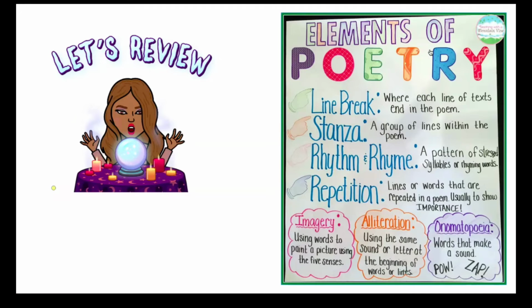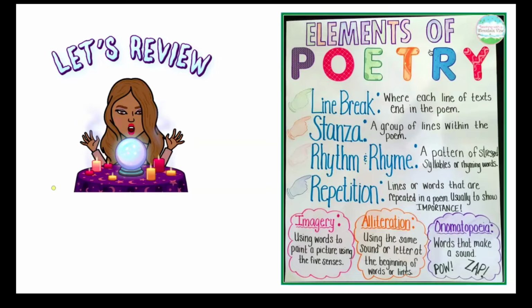So the first thing that I want us to do is start to do a little review. And we're going to talk about some of the characteristics of poetry. We have line breaks, we have stanzas, we know that poetry has rhyme and rhythm, we know that poetry has repetition, and we also know that poetry is full of tons of figurative language. And if you remember some of our figurative language terms, you'll remember imagery, alliteration, onomatopoeia, similes, metaphors. These are the types of things that we find in poetry.